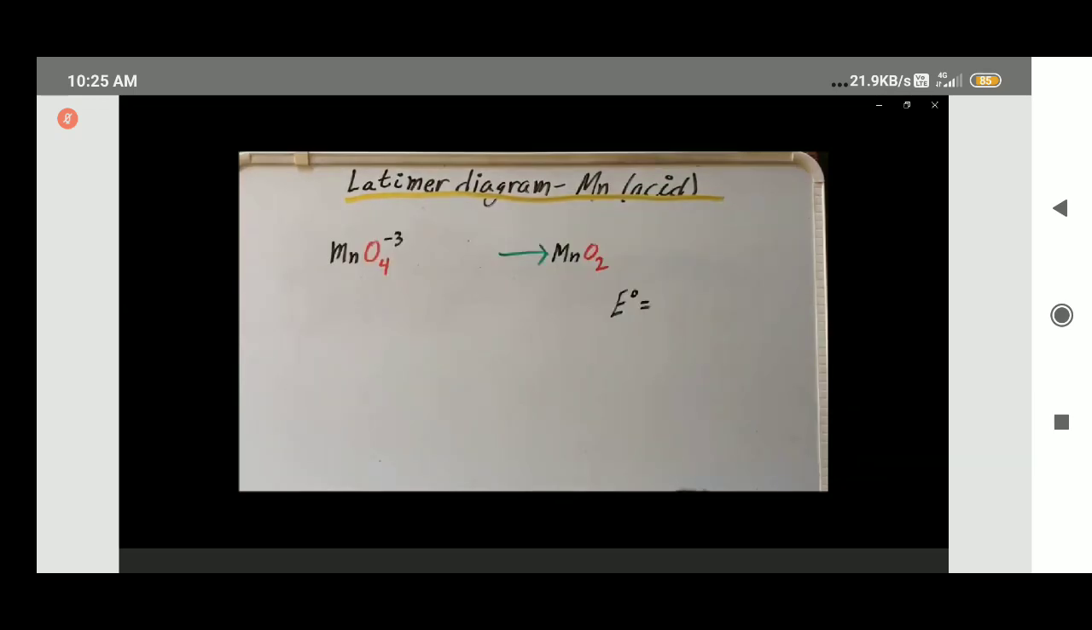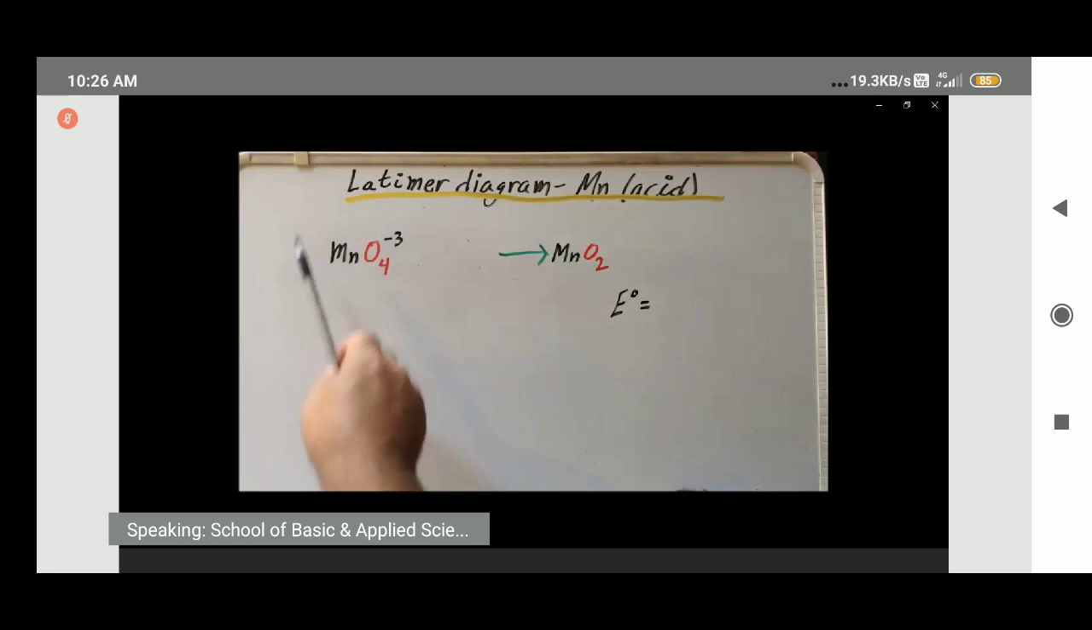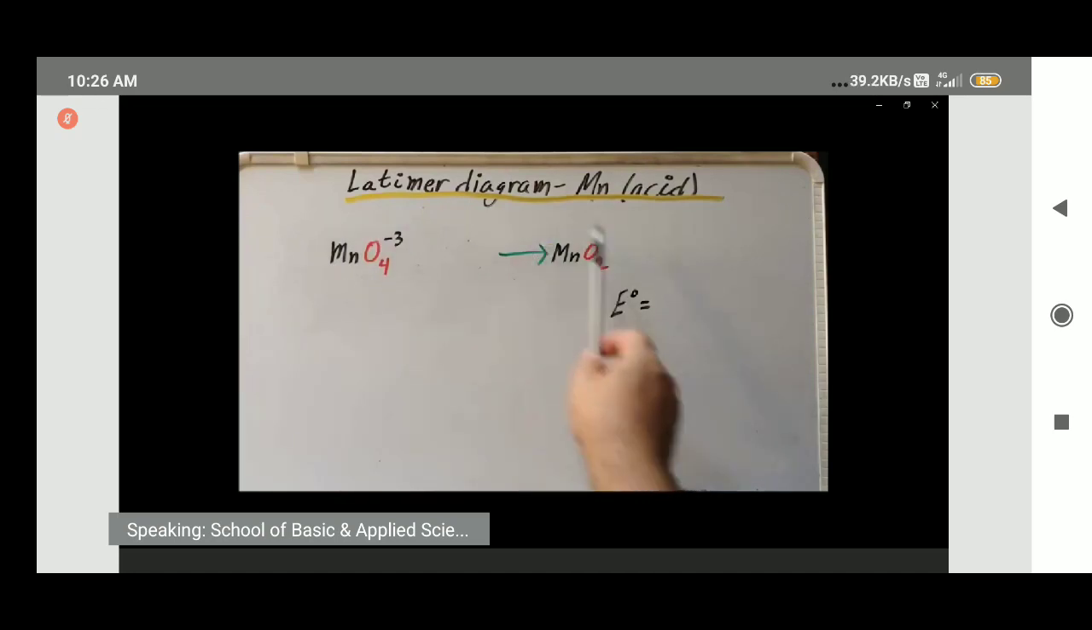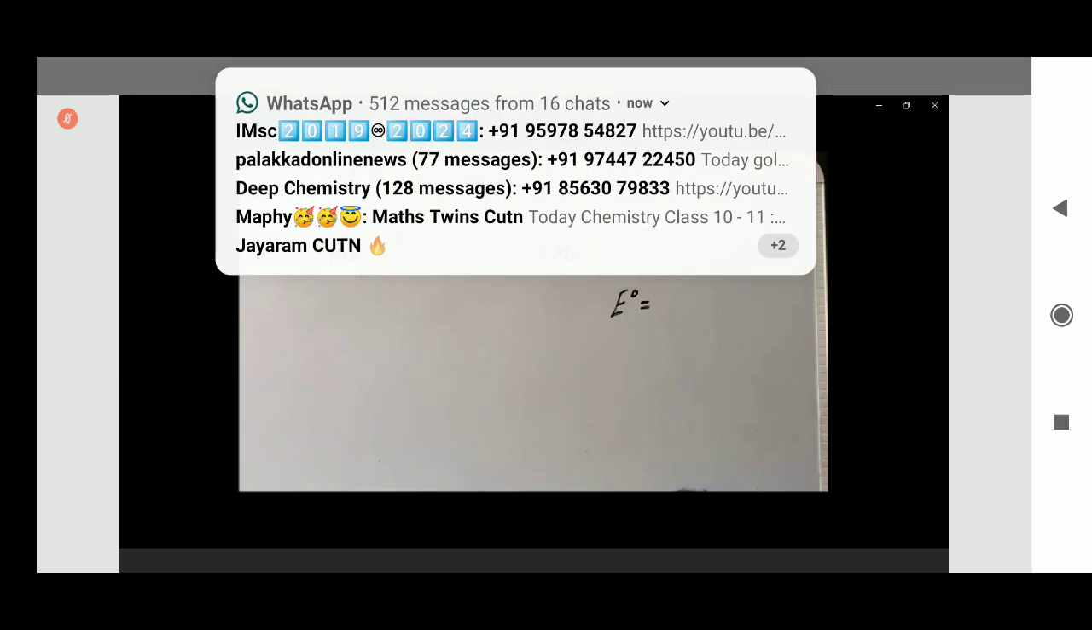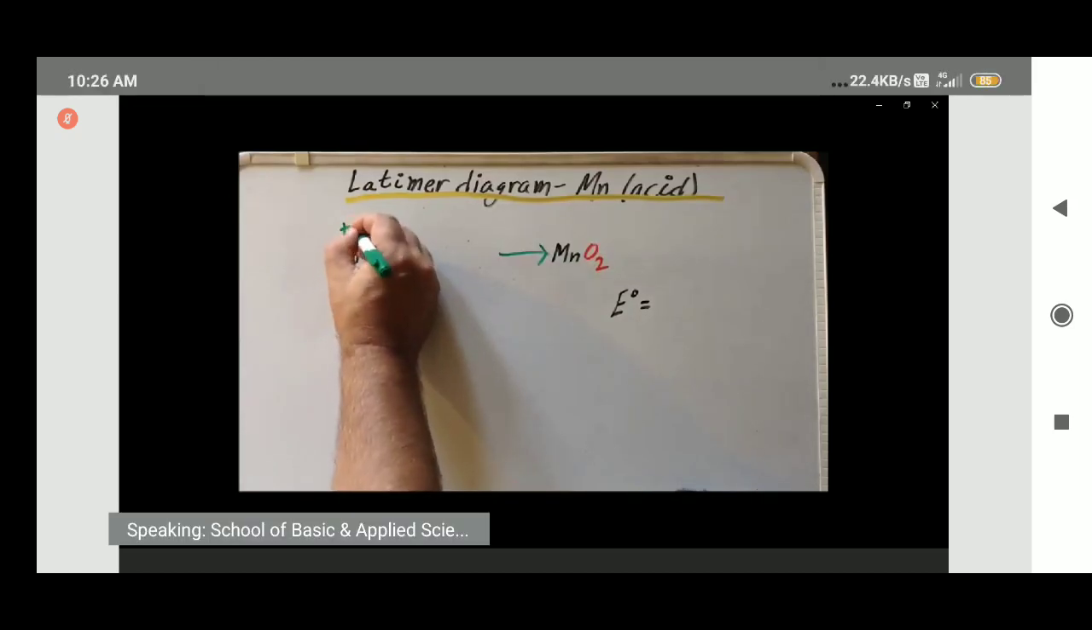Next half reaction is the reduction of hypomanganate ion to manganese dioxide. Here it will be helpful to calculate the oxidation numbers of manganese in each case. Oxygen is going to have an oxidation number in general of -2, so it's -8 total for all four oxygens. You have an overall oxidation number of -3. The oxidation number is equal to the charge. So therefore, manganese must in this case have an oxidation number of +5.